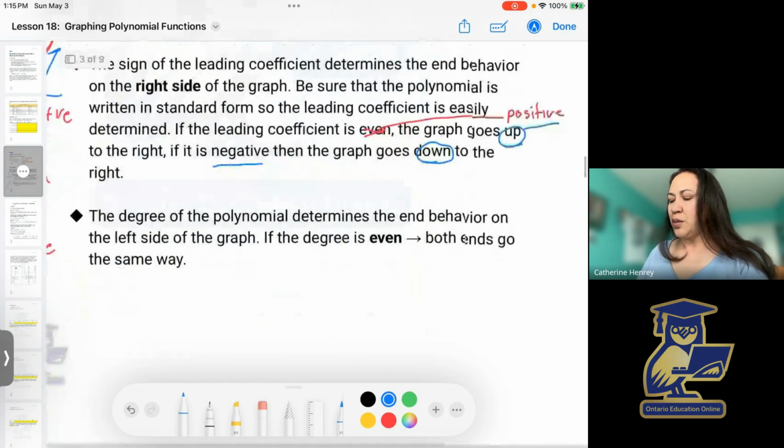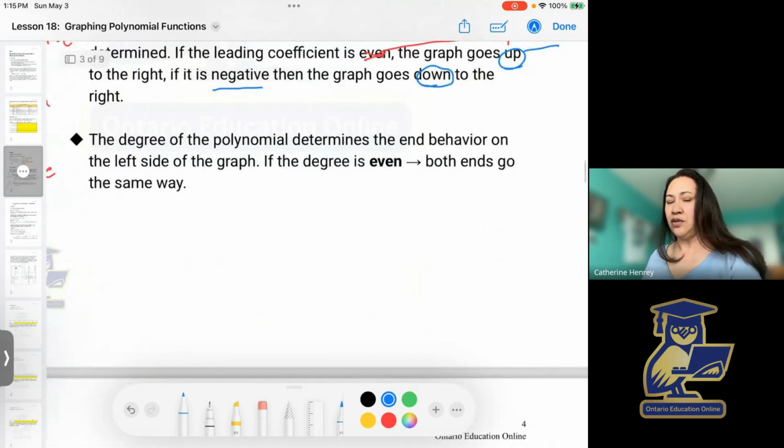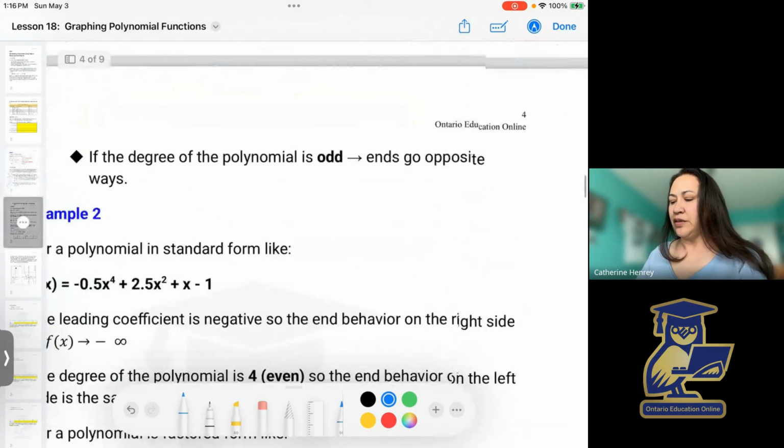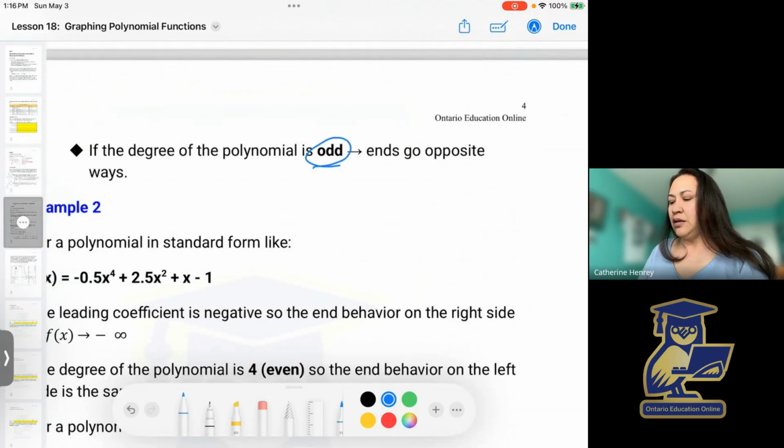Now, the degree of the polynomial determines the end behavior on the left side of the graph. And if the degree is even, then both ends go the same way. So if the right side is going up, then the left side will go up. If the right side is going down, then the left side will go down. And that is if the degree is even. However, if the degree of the polynomial is odd, the ends go the opposite way. So if my right side is going up, my left side is going to go down, and vice versa.